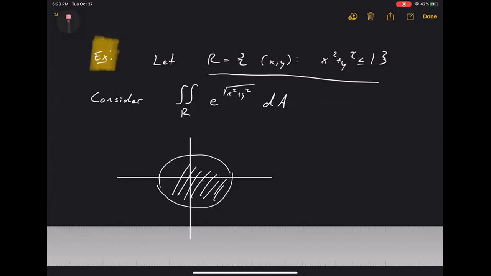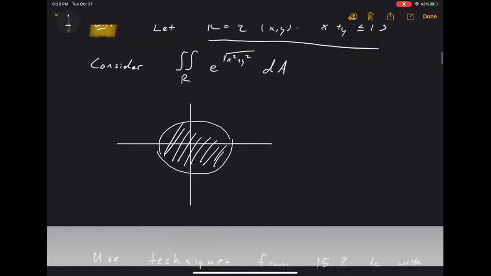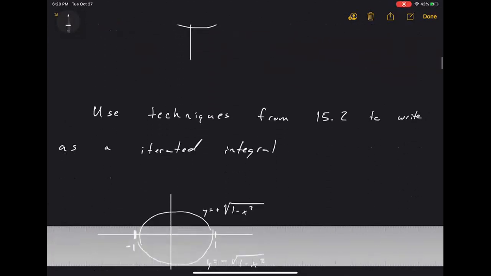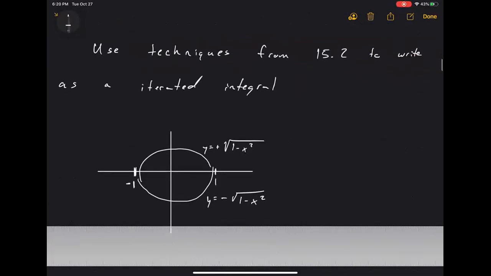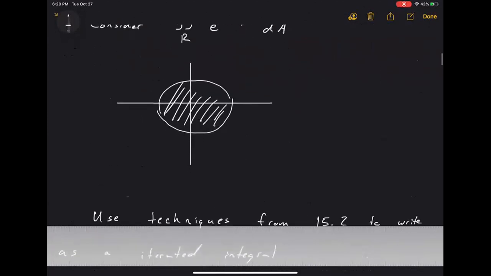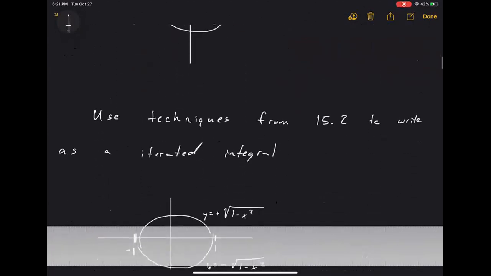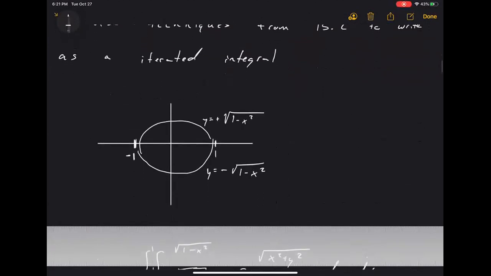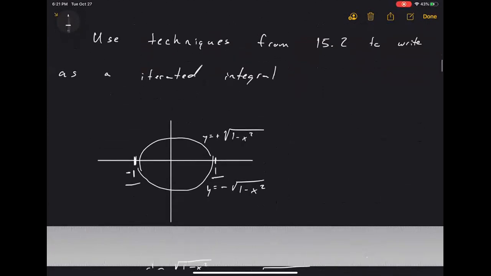Okay, so we're integrating this function on that region, and maybe in this case we could write the region fairly easily in terms of x and y, right? Using your techniques from 15.2, maybe we would make the x bounds our actual numbers, and then the y bounds would be our functions, right? So what would our y bounds be? Well, try and solve it yourself, but it would probably look something like this.